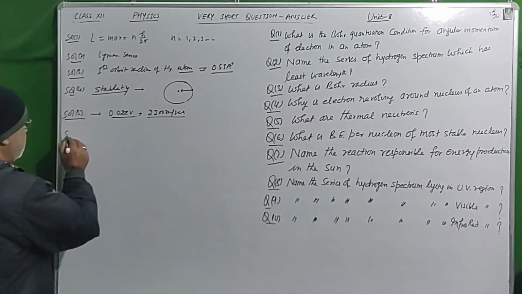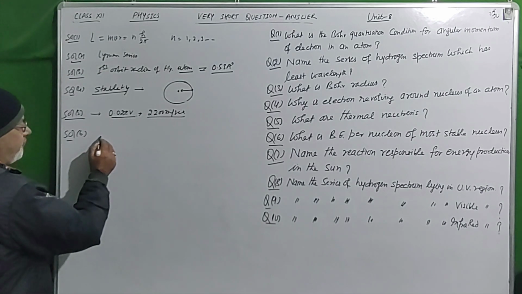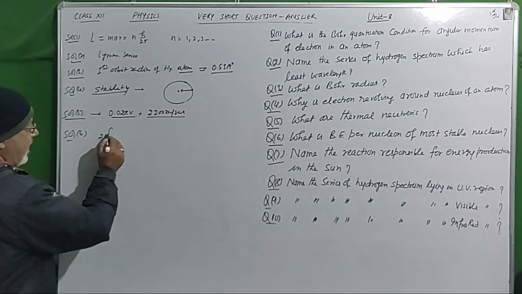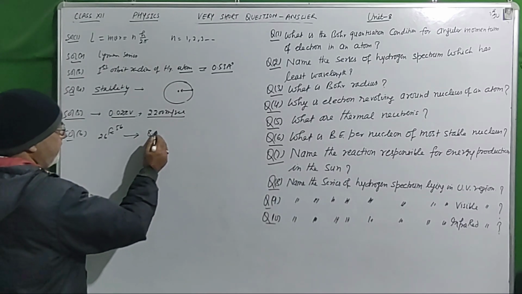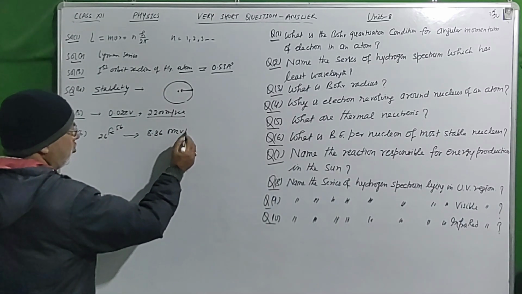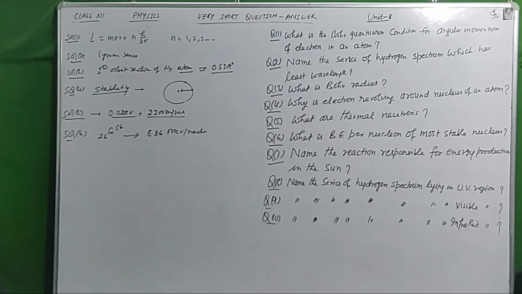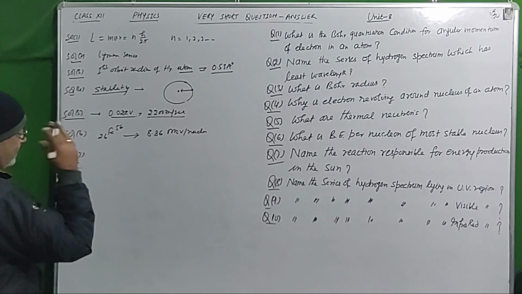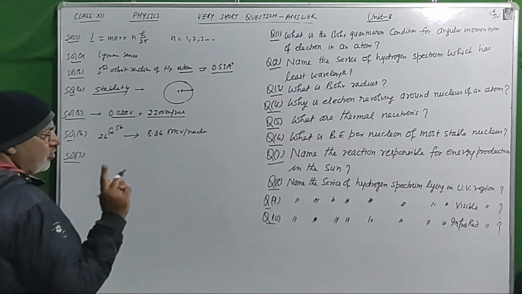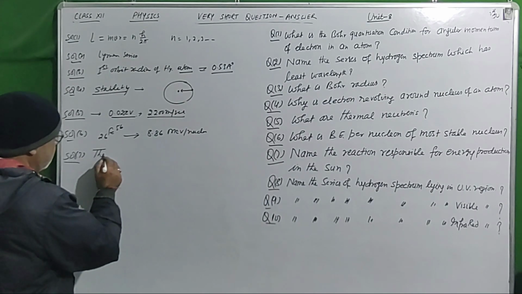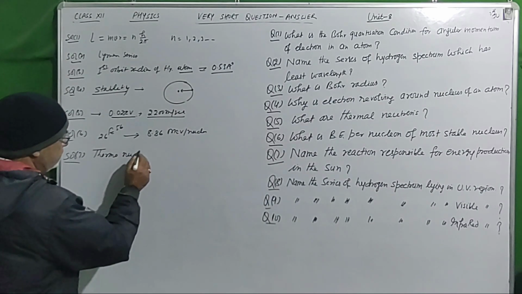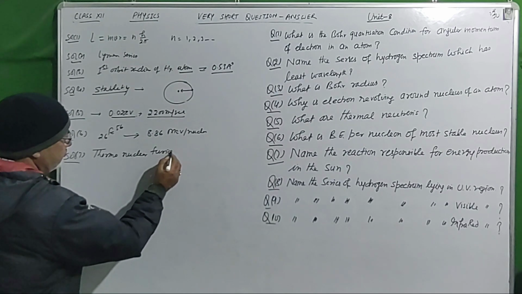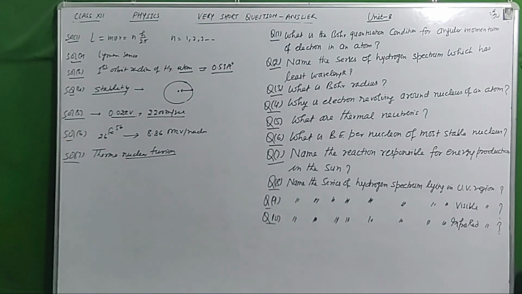What is the binding energy per nucleon of the most stable nucleus? Which one is the most stable nucleus? Iron-56, that is 26Fe56, and its binding energy is 8.86 mega electron volt per nucleon. Name the reaction responsible for the energy production in the Sun. The Sun has been giving us light energy for crores of years. So which reaction is possible? Thermonuclear fusion reaction.